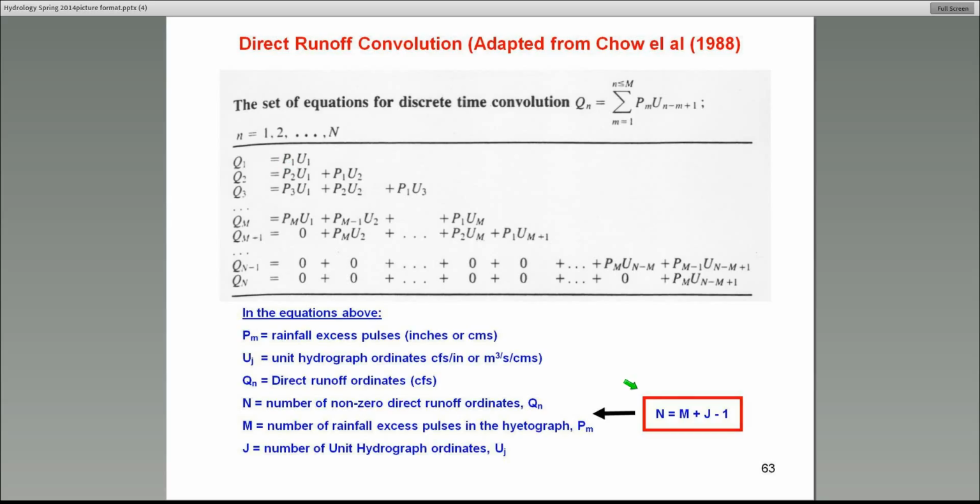But in general, this equation is important. This shows the relationship between the number of direct runoff hydrograph ordinates you're going to get when you do this convolution process, based upon the number of rainfall excess amounts they give you, called M, and J, the number of unit hydrograph ordinates you're going to be using. So N equals M plus J minus 1. It tells you in advance how many of these Qs to expect from the number of rainfall excess amounts and the unit hydrograph ordinates. I will get back to that when I do the example in a minute here.